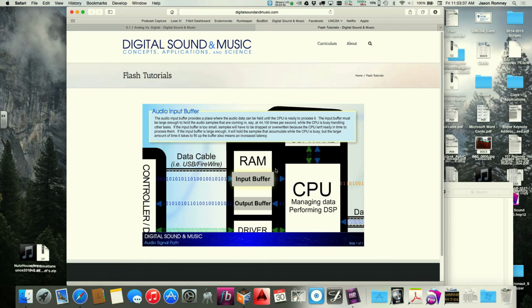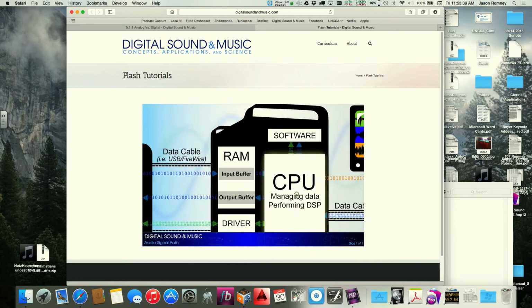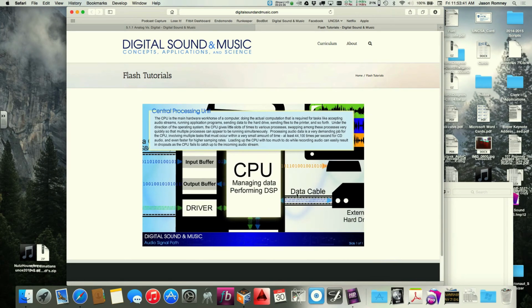Once it's coming out of the input buffer, it lands in the CPU, and this is where all the work is done. Ultimately, you've got some software running that's telling the CPU what to do with this data that's coming off that buffer. And it could be doing several things on it all at once. It could be shooting it right back out to the output buffer, which we'll talk about in a second. It's probably also writing it to your hard drive.